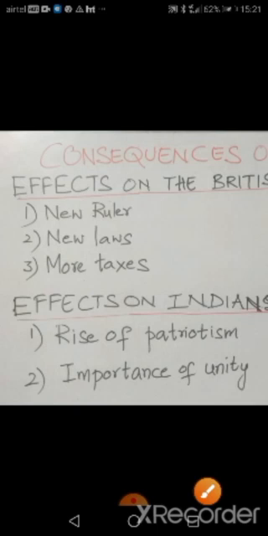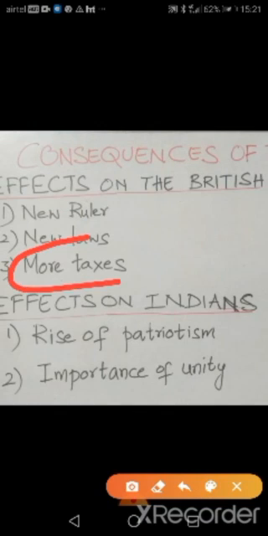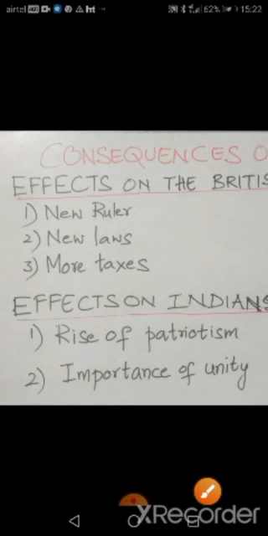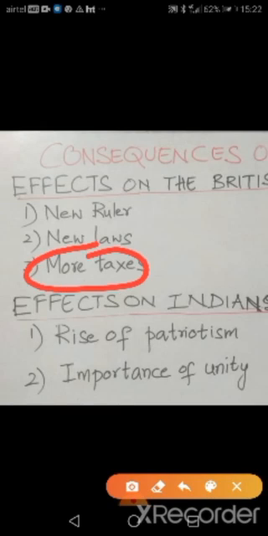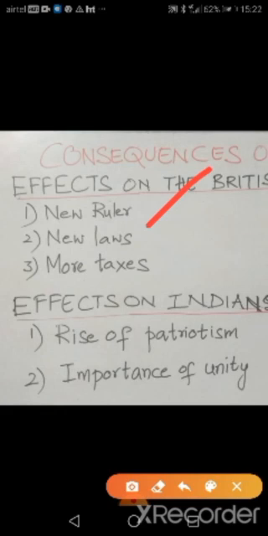Next, more taxes. The British increased taxes on goods and land. This ensured the Indians remained poor and powerless. Here the British imposed more taxes and Indians became poorer. This is the effect on the British. That is the new ruler, new laws, and more taxes.